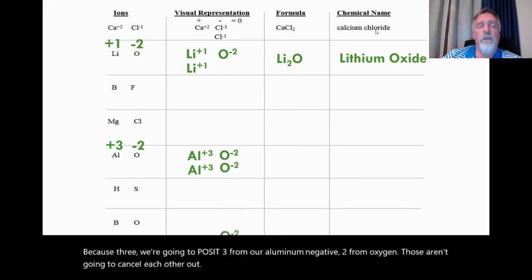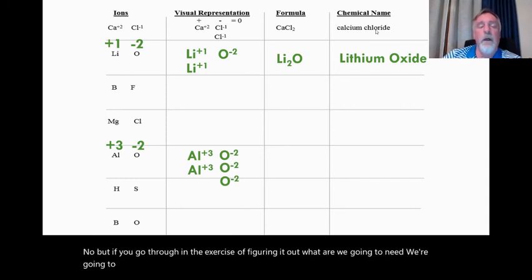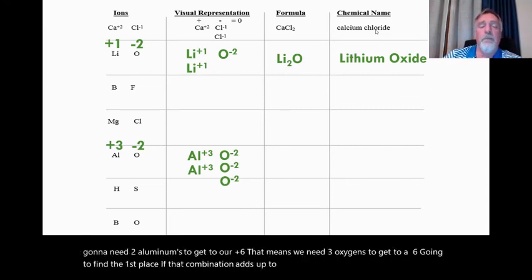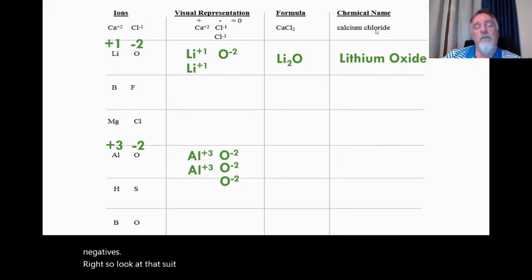But if you go through the exercise and figuring it out, what are we going to need? We're going to need 2 aluminums to get to our +6. That means we need 3 oxygens to get to a -6. We're going to find the first place that combination adds up. So we have the same number of positives and negatives. Right? So look at that. 2 times 3 positives gives you 6 positives. 3 times -2 gives you 6 negative charges.